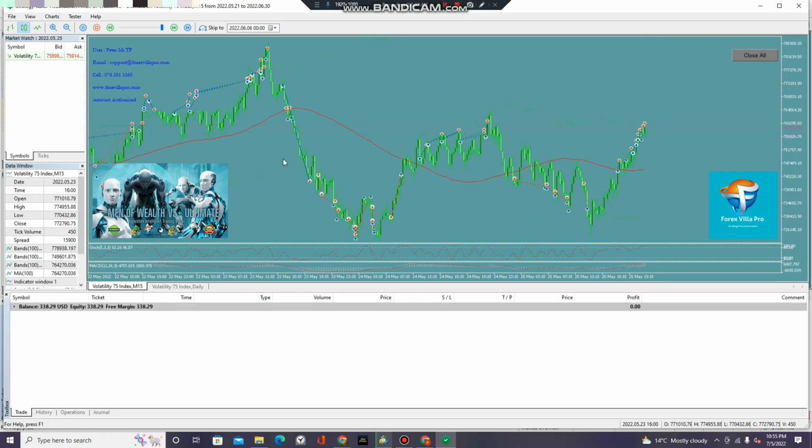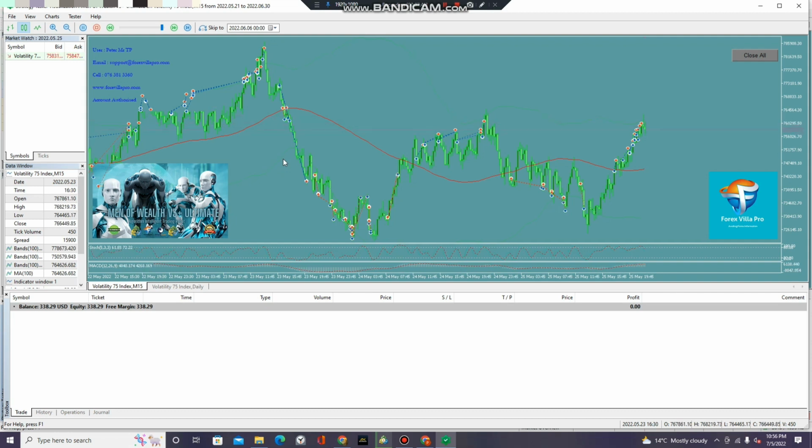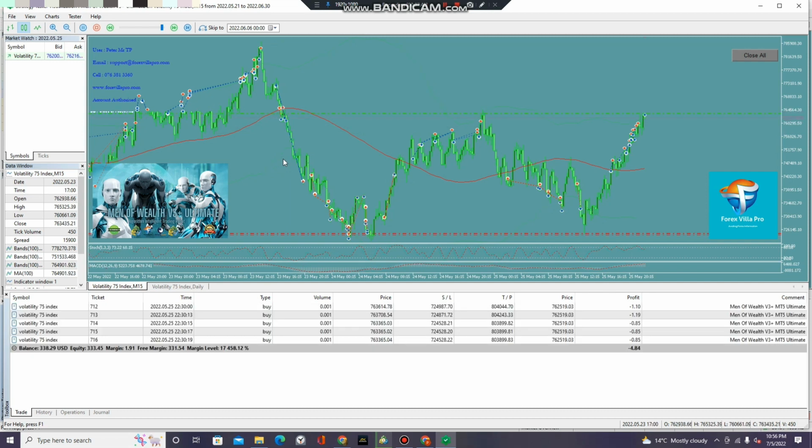Look at that, 233 in profit. Don't minus 100 USD, the balance is 338. You can minus the 100 USD from the balance there. And it's still going.